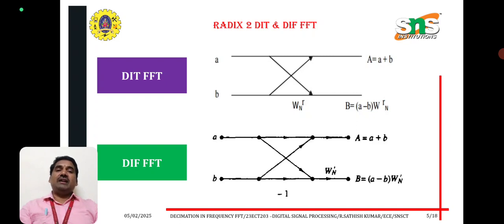DIT is nothing but A capital is equal to A plus B into Wn power R, and B is equal to A minus B into Wn power R. In DIF, A is equal to A plus B, and B is equal to A minus B into Wn power R.